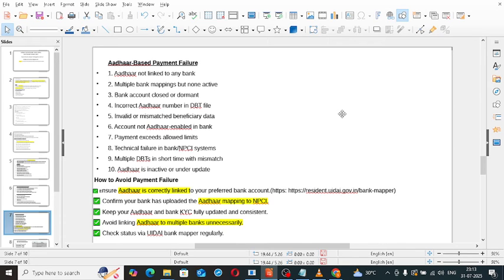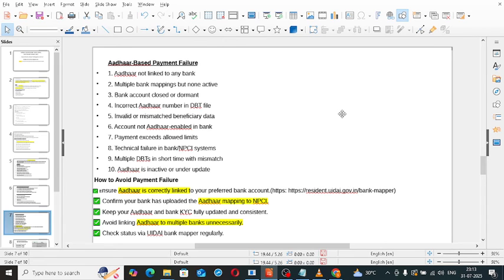Payment exceeds allowed limit. Suppose you try to initiate a payment over the limit amount. At that time, the transaction should be declined, otherwise they ask for justification. Technical failure in batch or NPCI systems or network failure, many things. Okay. Multiple direct benefit transfers at the same time, in a short time, also affect the other payments.